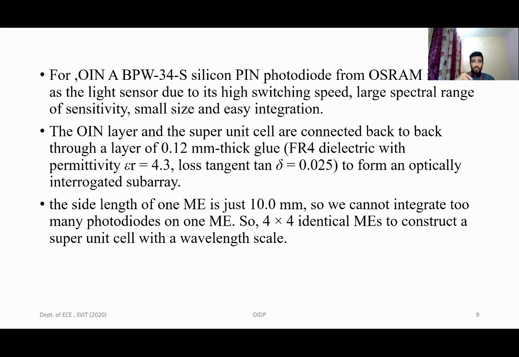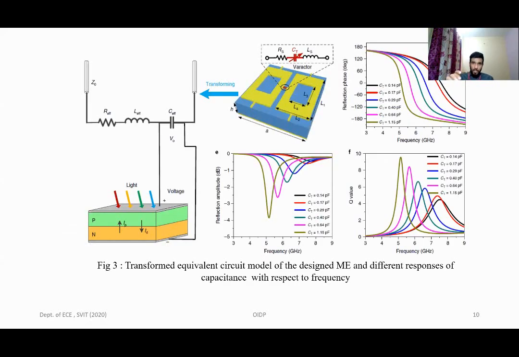Next, 4x4 identical MEs are combined to construct a super unit cell at the wavelength scale. Next, this figure shows a part of a metasurface element, and as I already said, it is an RLC circuit, which gives a resonance frequency.